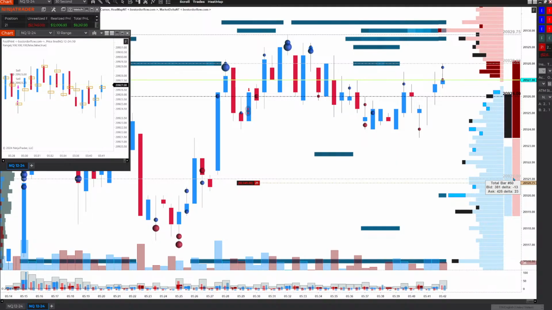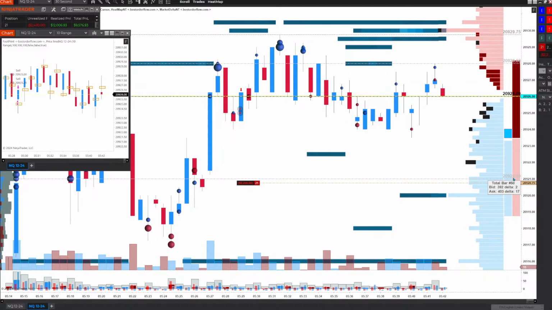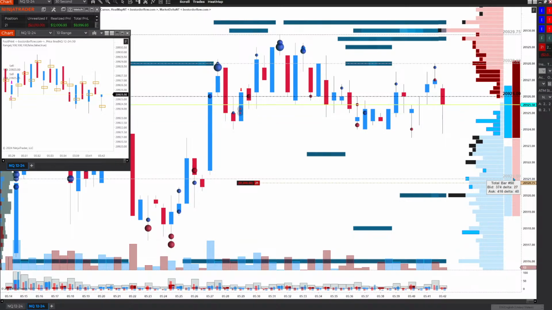That's surprising to me that buyers are still there. They're still there. They are not giving up. Bingo. Now it's going to go and make a new low, at least a local low. It will.